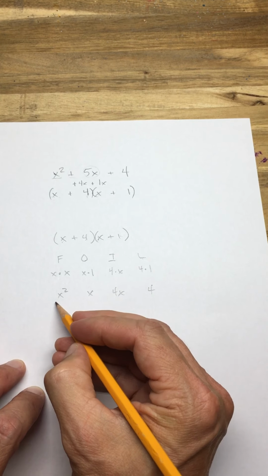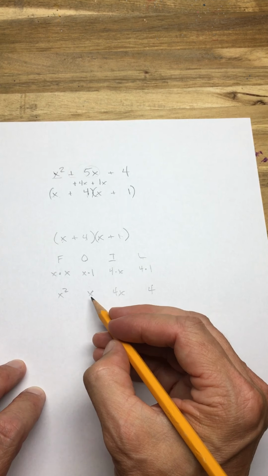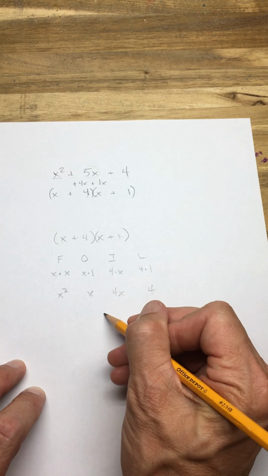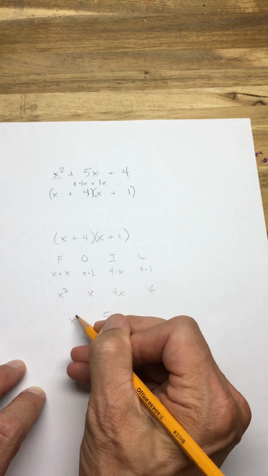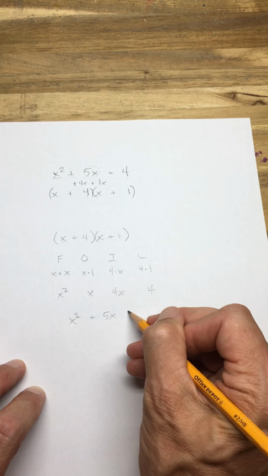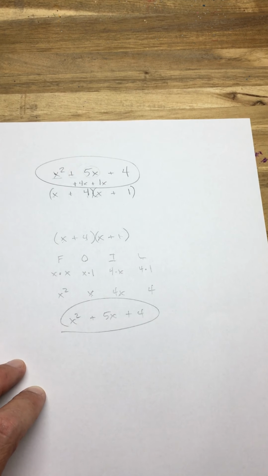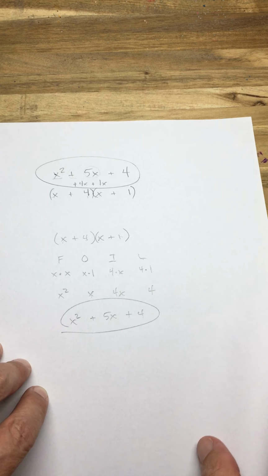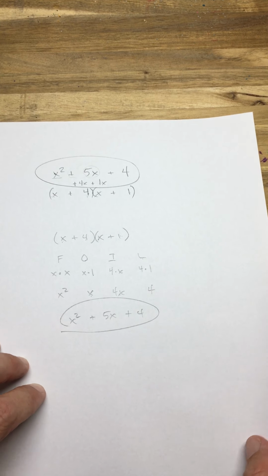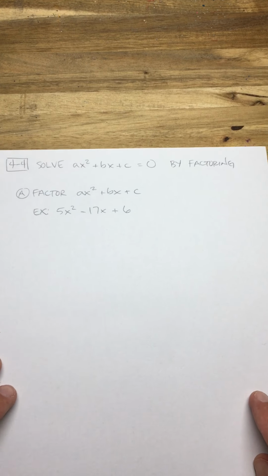So now you have a positive x squared. You have a positive x and a positive 4x. That gives you 5x, right? X squared, a positive 5x, and a positive 4. And that's what we started with right here. So that's just a recap. You've done this before. We're just going to do more challenging problems. So here we go. All right, here's the first example.